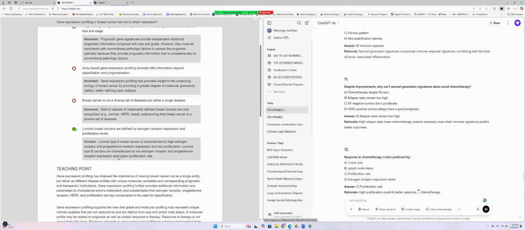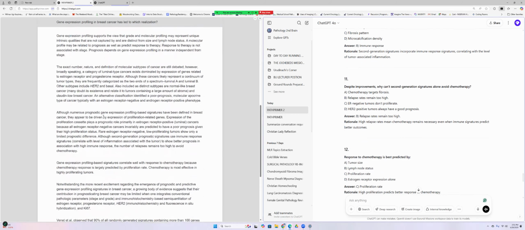Let's look at the text. Look at what I said here. Rare estrogen receptor negative, low proliferating tumors show only a limited prognostic difference. Although second generation prognostic signatures use immune response signatures, which correlate with the level of inflammation associated with the tumor, to show better prognosis in association with high immune response, the number of relapses remains too high to avoid chemotherapy. Do you understand? Okay.